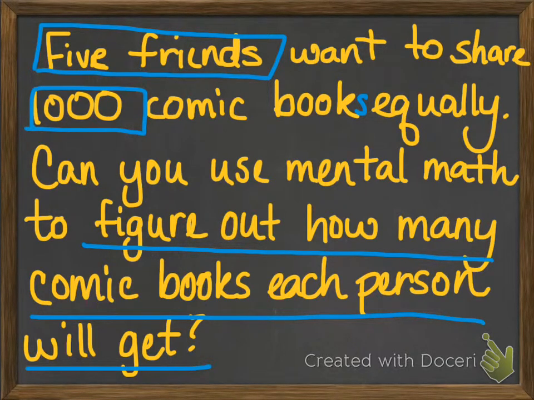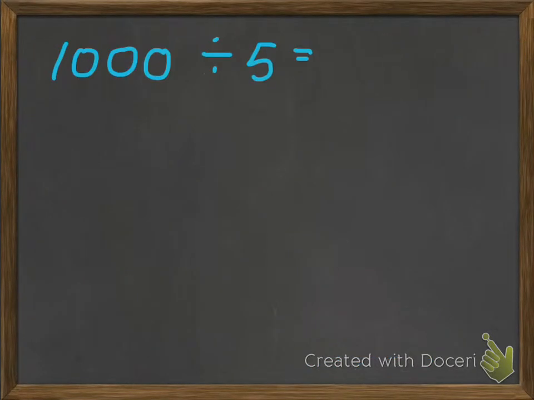Okay, so we have our 2 numbers there. We know that there's 1,000 comic books. We know that 5 friends are going to divide them. So that gives us our equation, 1,000 divided by 5. We got to find out what that equals. So here's my equation, 1,000 divided by 5, and you can see that 1,000 is a multiple of 10 or 100 because it ends in 0.